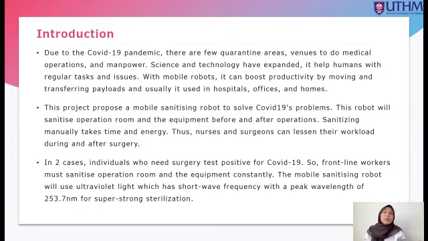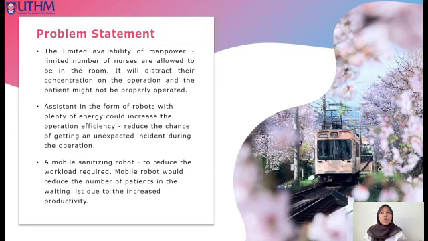Next is the problem statement. The problem is the limited availability of manpower. Only a limited number of nurses are allowed in the room, and it will distract their concentration on the operation, and the patient might not be properly operated on. An assistant in the form of a robot with plenty of energy could increase operation efficiency. A mobile sanitizing robot can reduce the workload required. A mobile robot would reduce the number of patients on the waiting list due to the increased productivity.